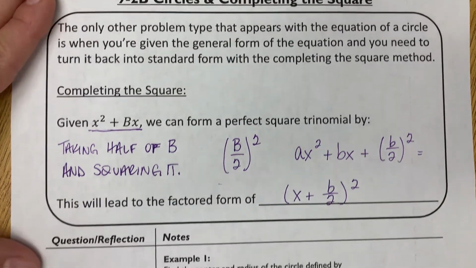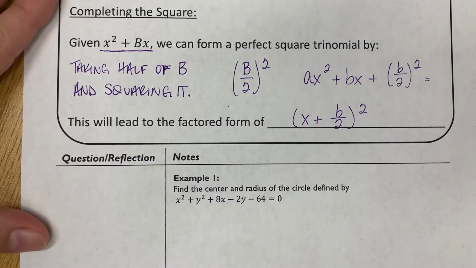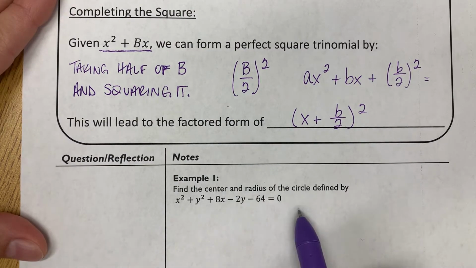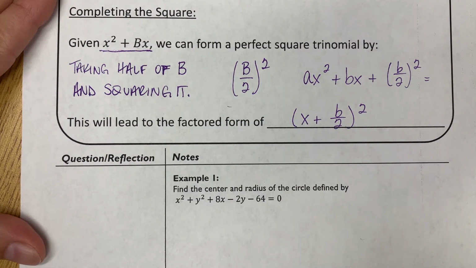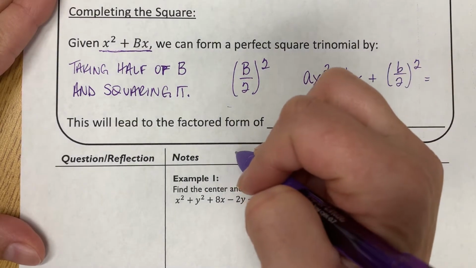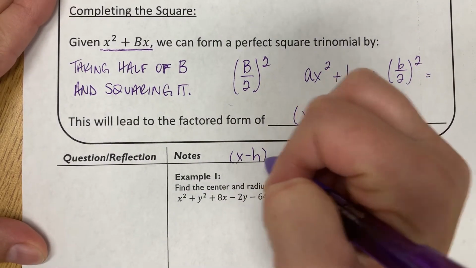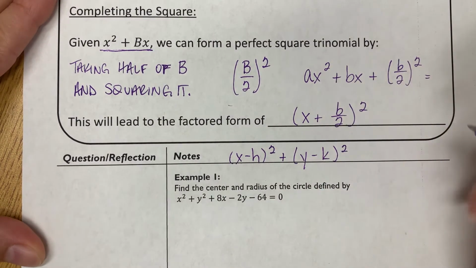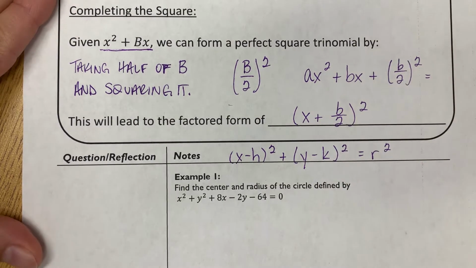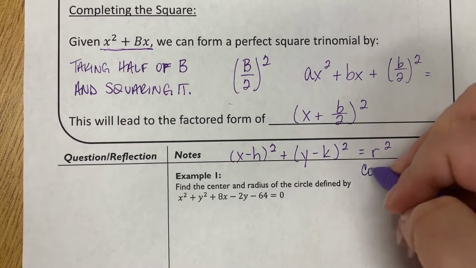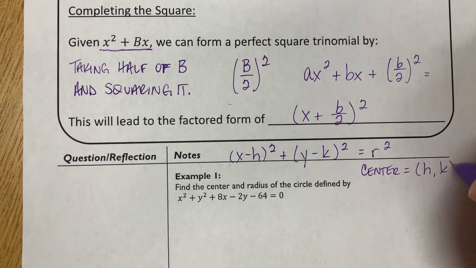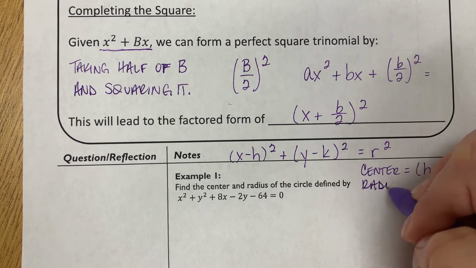So let's take a look at our instructions. For example 1, it says to find the center and radius of the circle defined by, and then it gives us this equation in standard form. So we have to remember the form that we want it to look like for the equation of the circle, and that's going to be x minus h squared plus y minus k squared equals r squared, okay? And if you remember, the center is the point h comma k, and then the radius is, of course, your r.